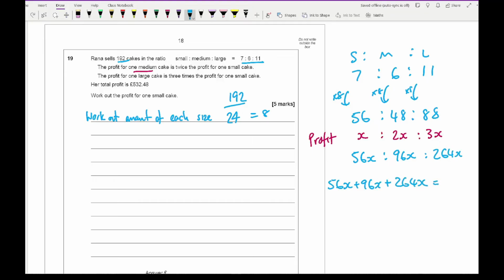So if I add all these numbers up, I've got 56x plus 96x plus 264x, that's going to equal £532.48. So adding all of these three numbers up, I get 56 plus 96 plus 264 gives me 416. So I've got 416x equals 532.48. Gives me x as being equal to, let me just work that out, we get £1.28. So in terms of the profit for one small cake, the answer is going to be £1.28.